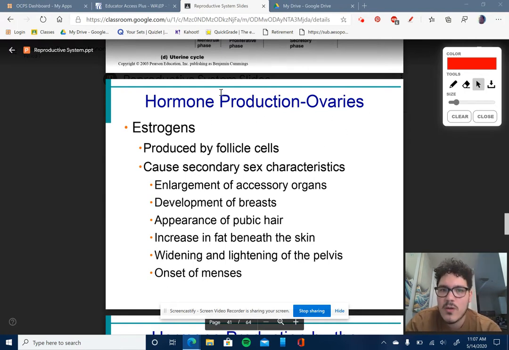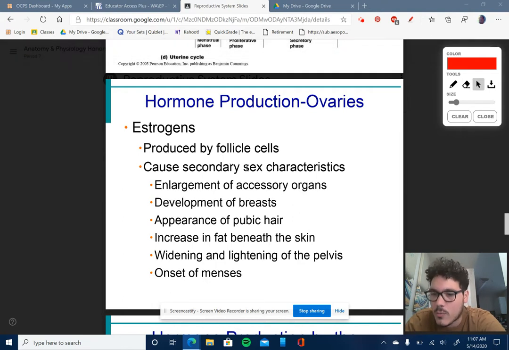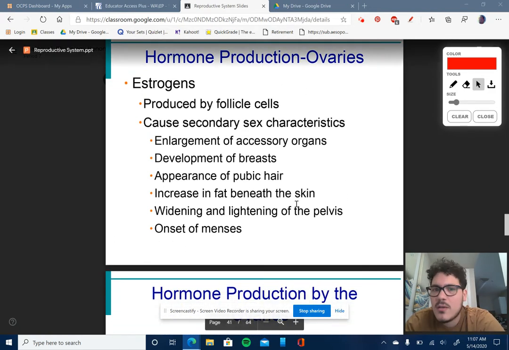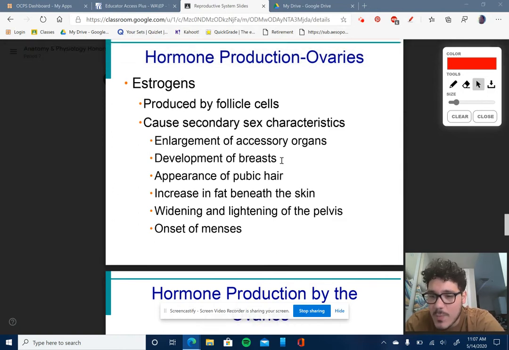So first and foremost, one of the major hormones secreted by the ovaries is going to be estrogen. This is one of the primary sex hormones produced by these follicular cells, causes secondary sex characteristics. Typically speaking, secondary sex characteristics are basically the things that you'd expect to see during puberty, both in men and women. So in women, for instance, enlargement of accessory organs, development of breasts, appearance of pubic hair, increase in fat beneath the skin, widening and lightening of the pelvis, and the beginning of menses or the menstrual cycle. So overall, it helps to kickstart a lot of those things that you expect to see, like we mentioned, during puberty.